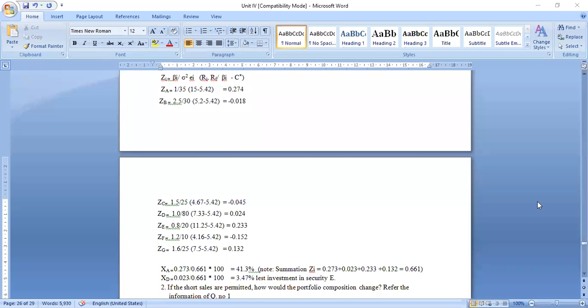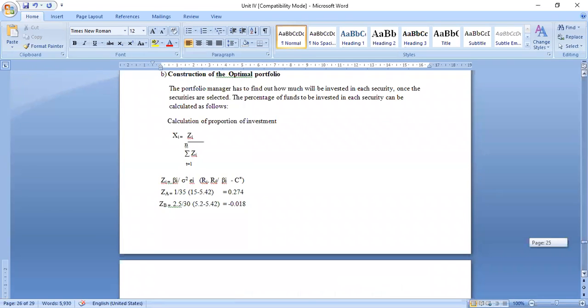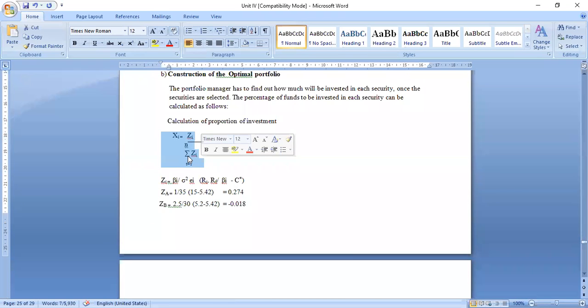Okay. So once we have calculated the values for ZA up till ZG, now what are we supposed to do? We are supposed to insert the values which we have calculated in the formula of Xi is equal to Zi divided by summation of Zi, i equal to 1 to N. So first we have to calculate the summation of Zi.